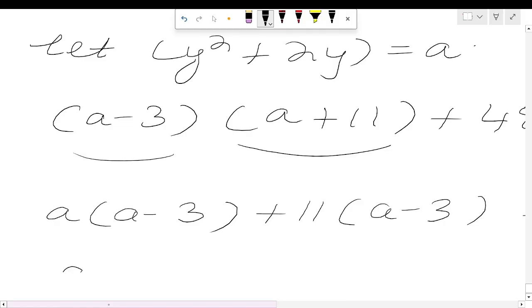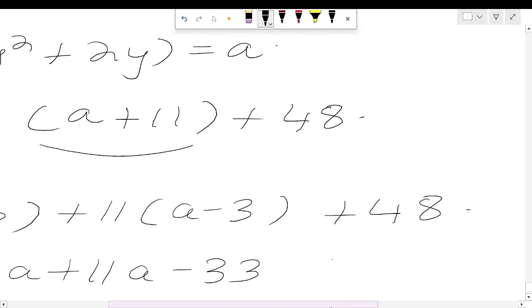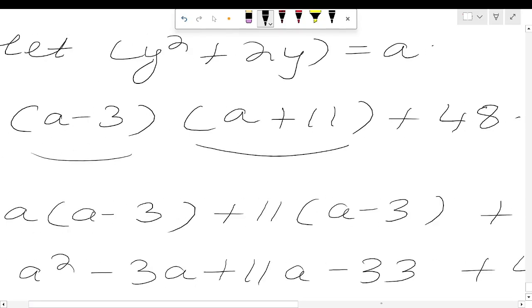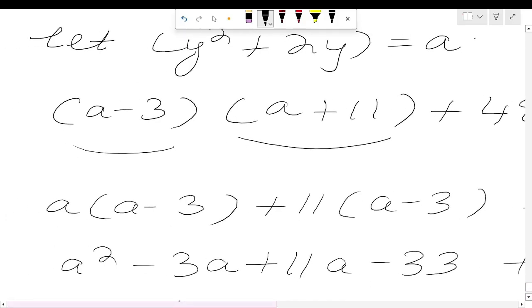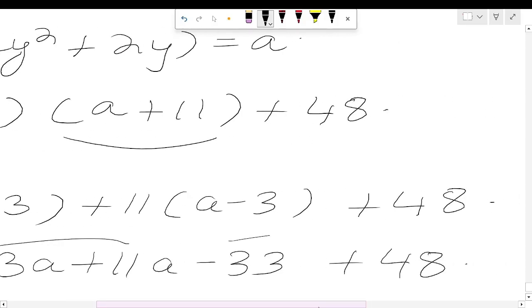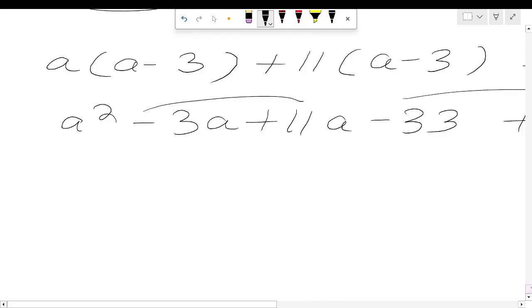Now what do I need to do next? So a multiplied with a is a square, minus 3a plus 11a, and plus times minus is minus, and 11 multiplied by 3 is 33, and then I write 48 here at the end. Now what is our next step? Here we have negative 3a being added with 11a, and then we have negative 33 being added with 48. So we need to simplify both of these terms. So let's write a square, minus plus is minus, but the sign will be plus, and then we will have 8a.